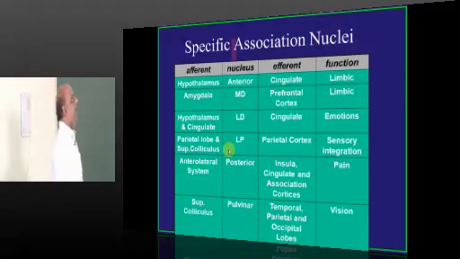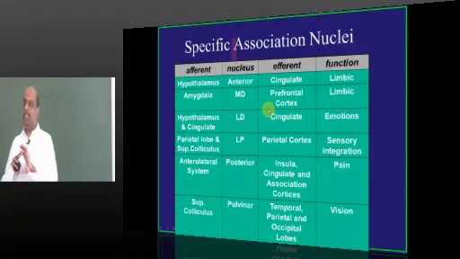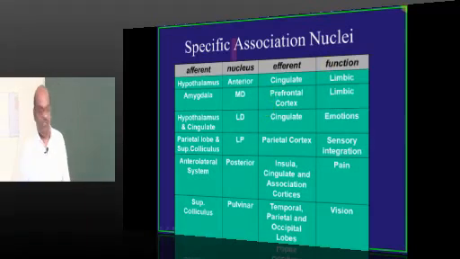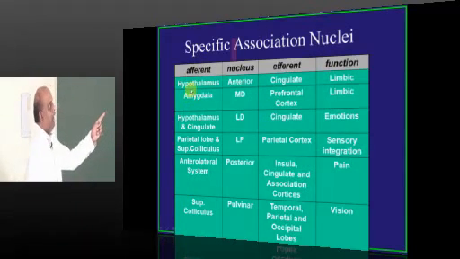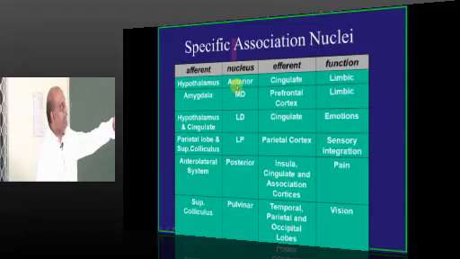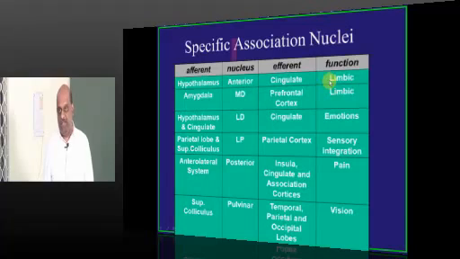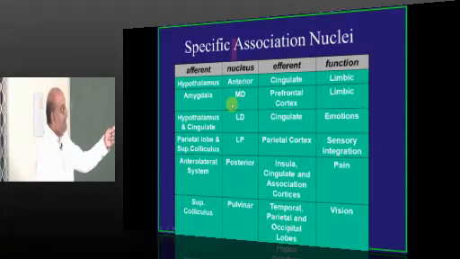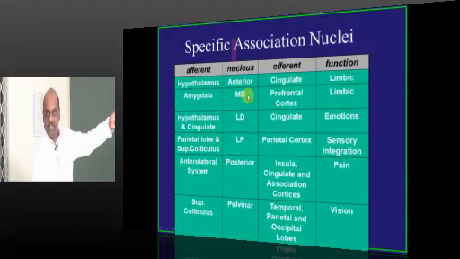That's good. Now, there are certain specific association nuclei which we need to remember. Hypothalamus will be reporting to the anterior nucleus of the thalamus, which will send efferents to the cingulate gyrus in the limbic system, and the main function of it is limbic activity. Amygdala typically will be reporting to the mediodorsal nucleus, which will be projecting to the prefrontal cortex, and that will also be important for the limbic system.